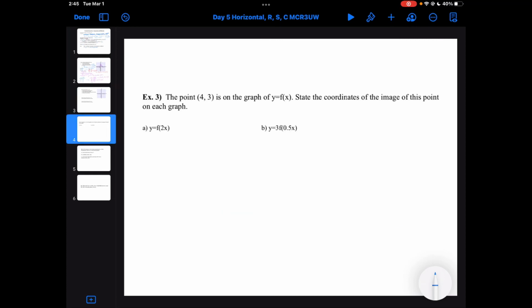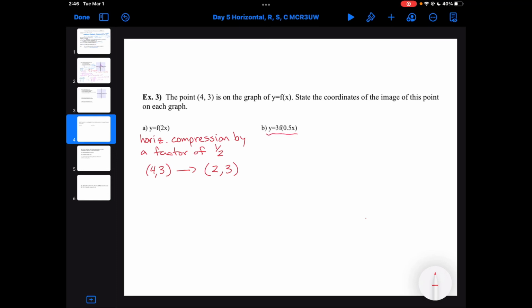Next example is where we're given a point. And in this one, we're looking at the coordinates of the image of this point on each graph. So where would the point be if you transformed? In my first one, I've got y equals f of 2x. This is a horizontal compression by a factor of 1/2. So I know that I'm going to take my x value and multiply it by 1/2, or divide by 2. My original point is 4, 3. For my new point, I'm going to take my x value, multiply by 1/2, and keep my y value the same.